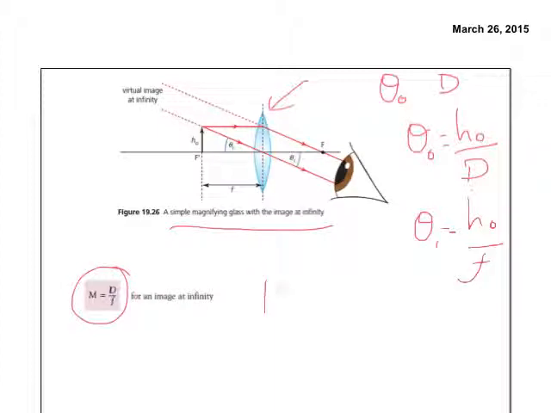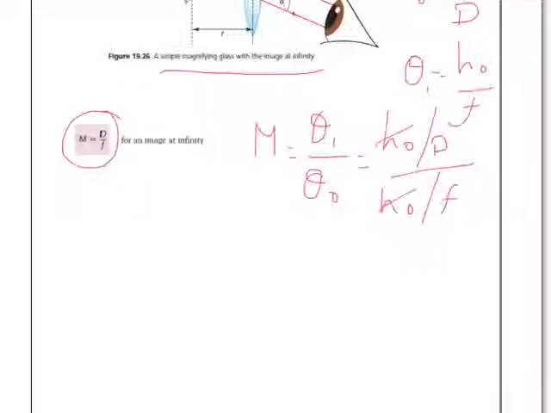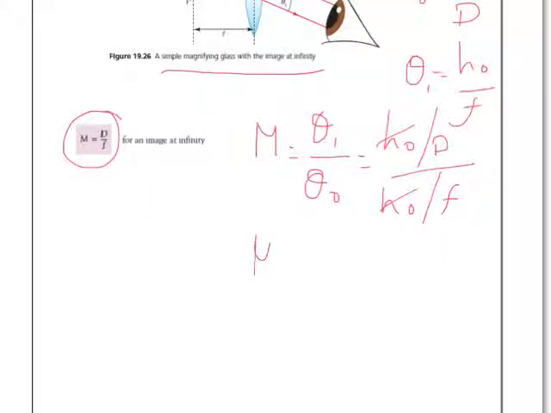So we end up with magnification is the angle of the image over the angle of the object, which is equal to the height of the object over the focal length divided by the height of the object over the distance to the near point. So we can simplify that and it will give us m equals d over f, which is what we have here.